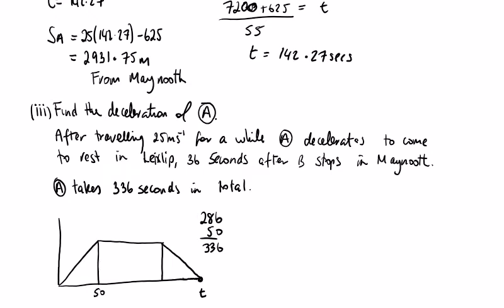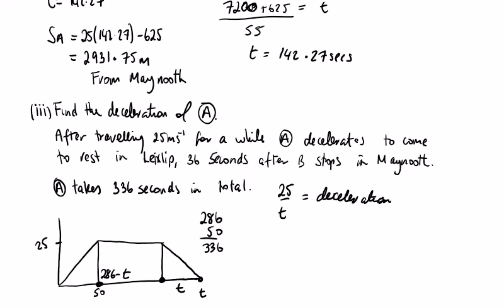So let's let this one equal t. And then this one from here to here is 286 minus t. So we have an unknown t, and we can find t, the time taken to decelerate. 25 over t, this is 25 here, 25 over t will be the deceleration. So we need to find t.